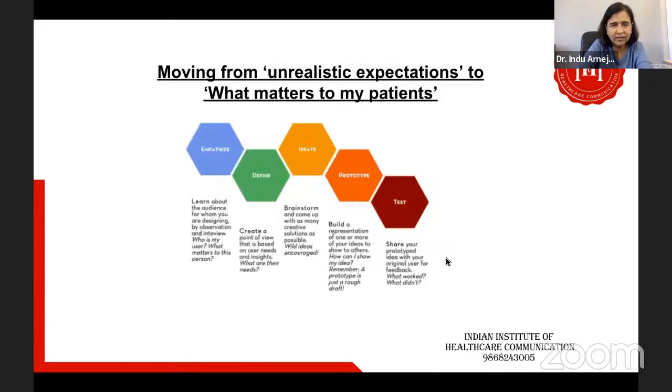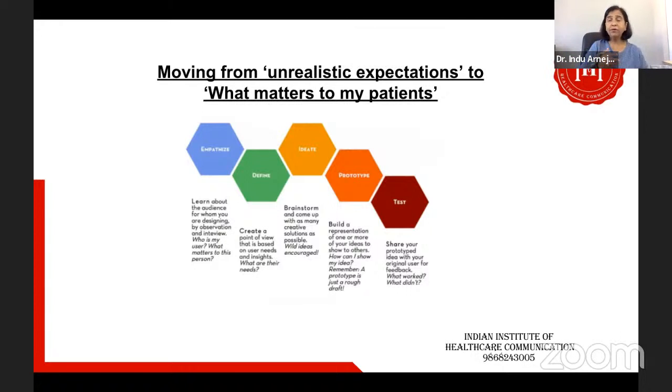So what I would say, now you have already learned about the audience for whom you're designing. If you were a patient, what challenges you will experience or your patients will experience. Define the problem. This is kind of a homework for you, which you can consider. Define the problem, create a point of view that is based on user needs and insights. So what does my client need? Based on that, you can create ideas, and never do it alone. Always have people who can give you a new perspective.